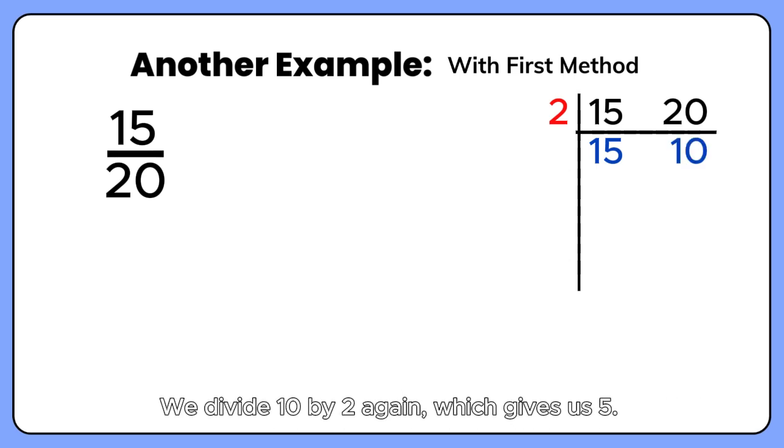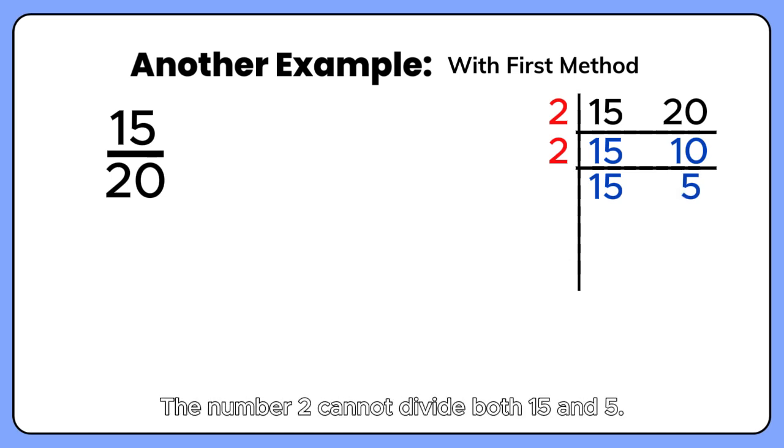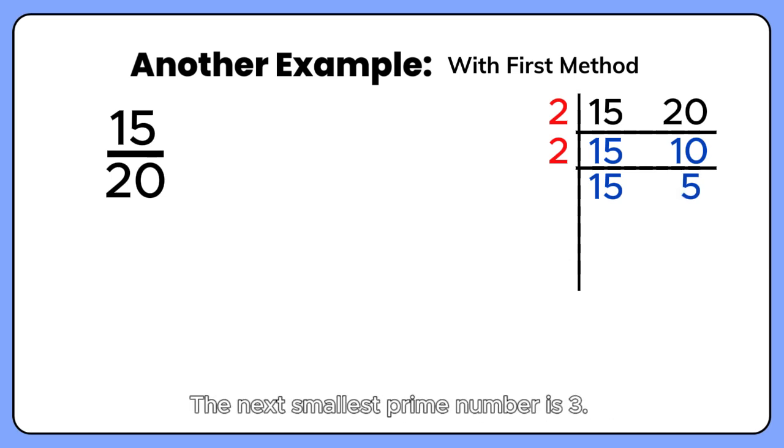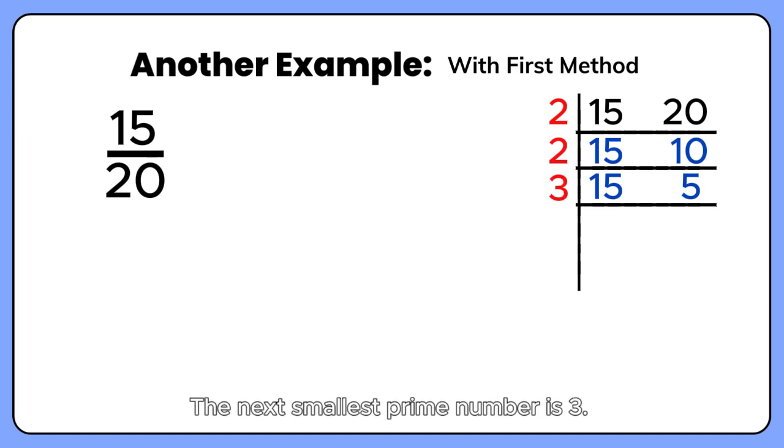We divide 10 by 2 again, which gives us 5. The number 2 cannot divide both 15 and 5. The next smallest prime number is 3. We divide 15 by 3, which is 5. We cannot divide 5 by 3, so we leave it.